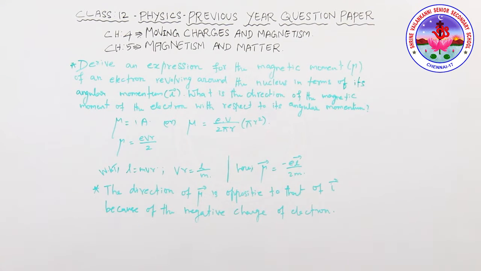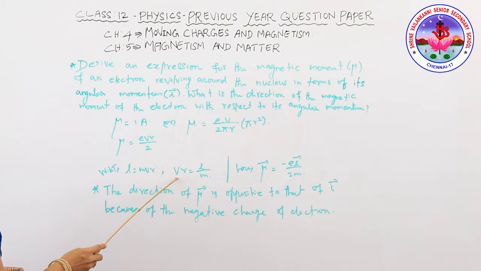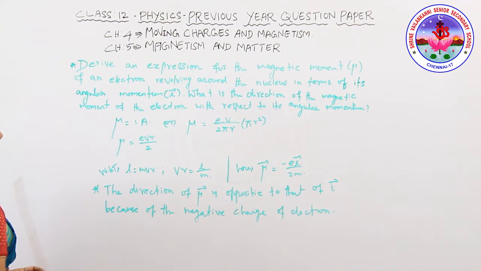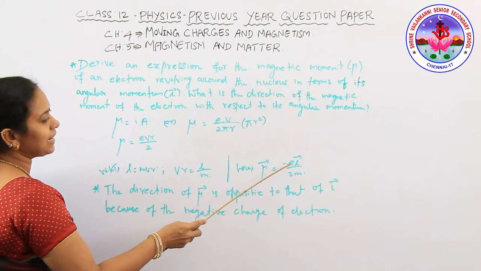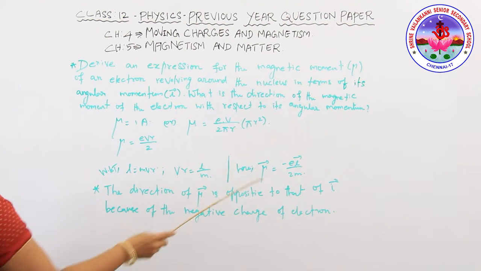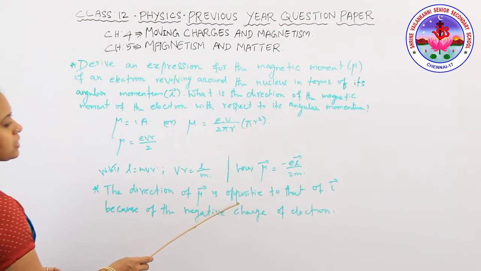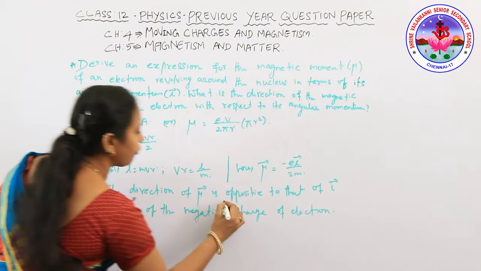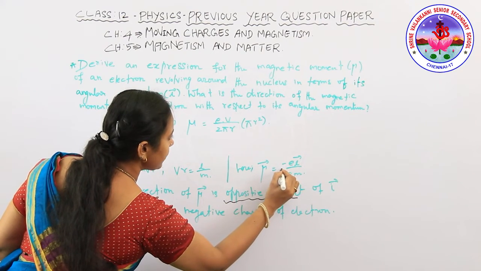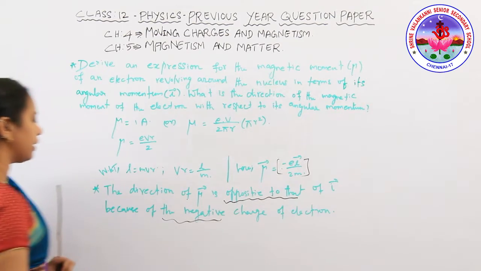See children, as we know L is equal to m v r, from this we can get v r equal to L by m. Here the magnetic moment mu is equal to minus e L by 2m from the derivation we have taken. So we can say that the direction of mu, the magnetic moment, is opposite to that of L. This is opposite because of the negative charge of the electron.